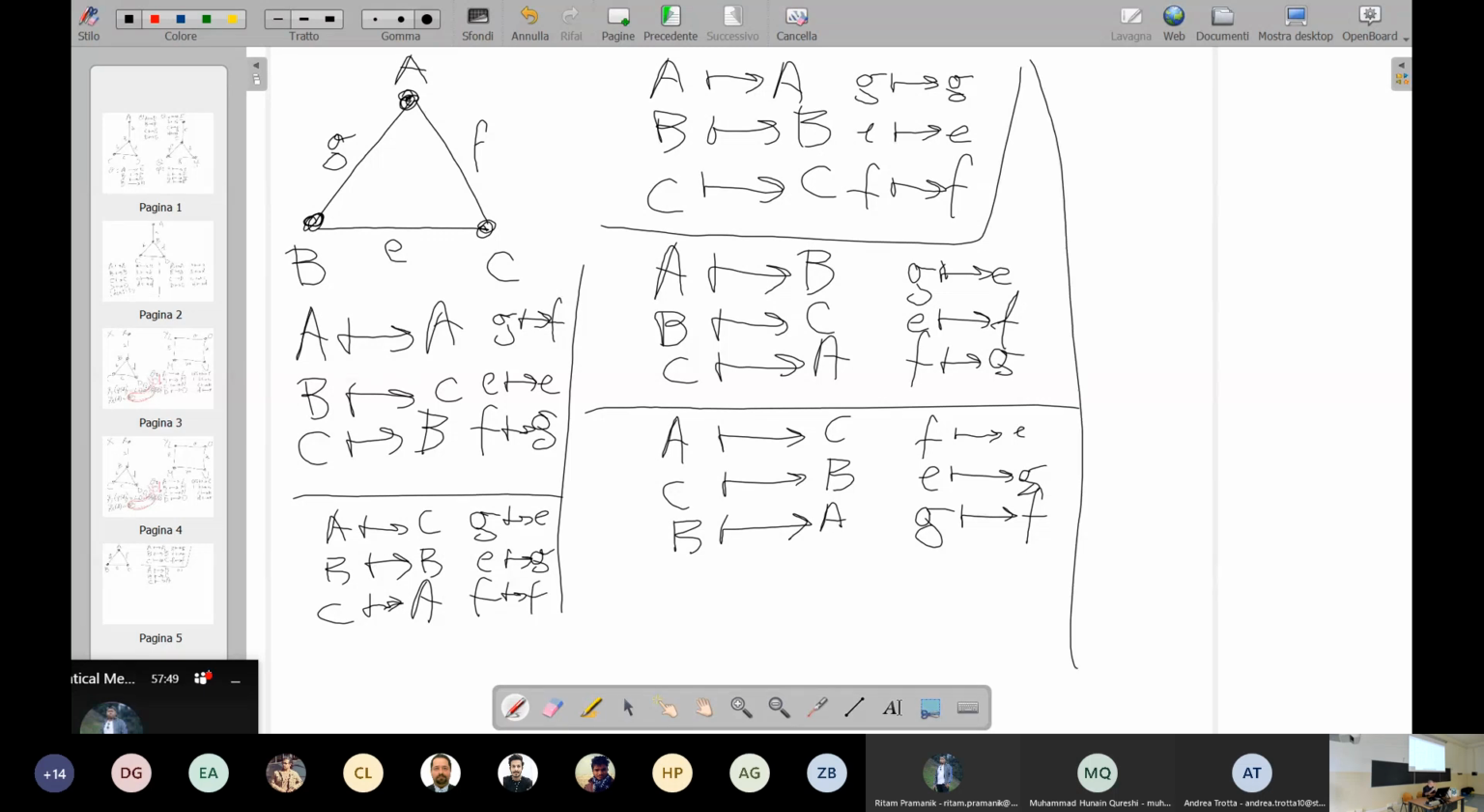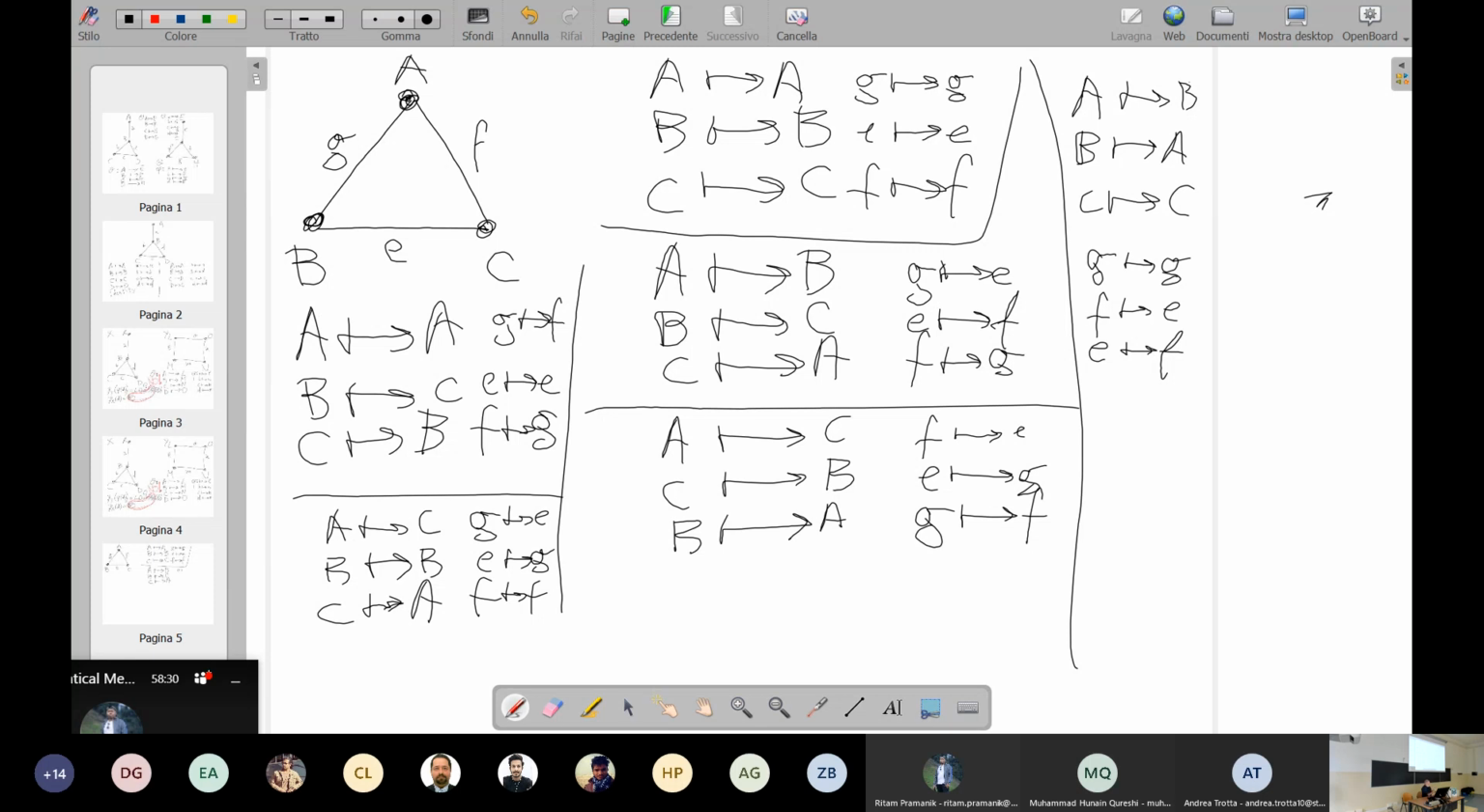And of course, we also have, I can write it also here, that we can send A to B, B to A, C to itself, and consequently G to itself, F to E, and E to F. Okay? And so we have the 6 of them.